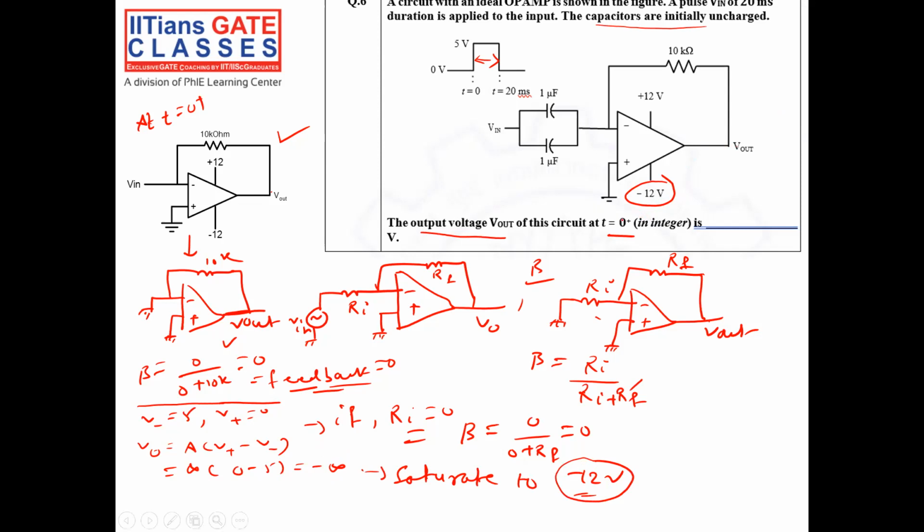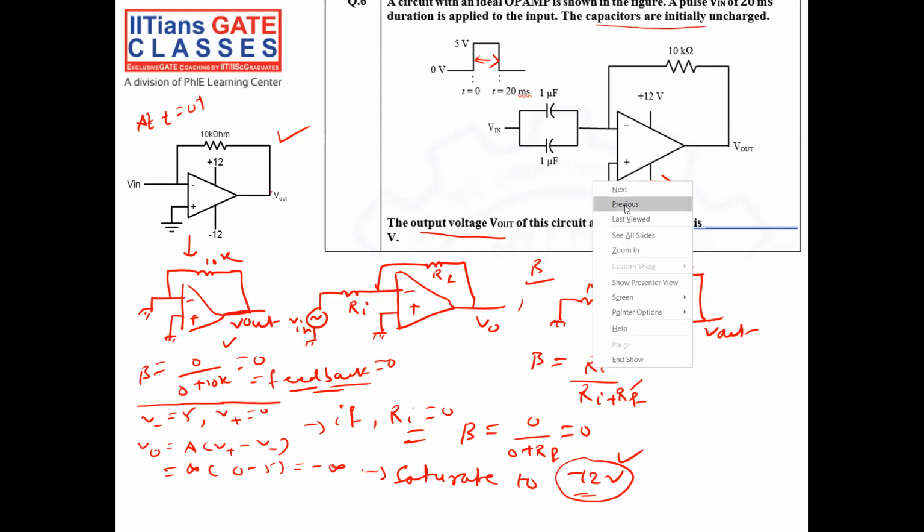So the answer is minus 12 volts, and the summary is that the feedback here is 0. Because the feedback is 0, it behaves like a comparator. For a comparator, the output is gain into V positive minus V negative, so infinite gain into 0 minus 5 is nothing but minus infinity. Since the circuit cannot go to minus infinity, the output saturates to minus 12 volts. So that's all for this 2021 examination. Thank you guys, see you.